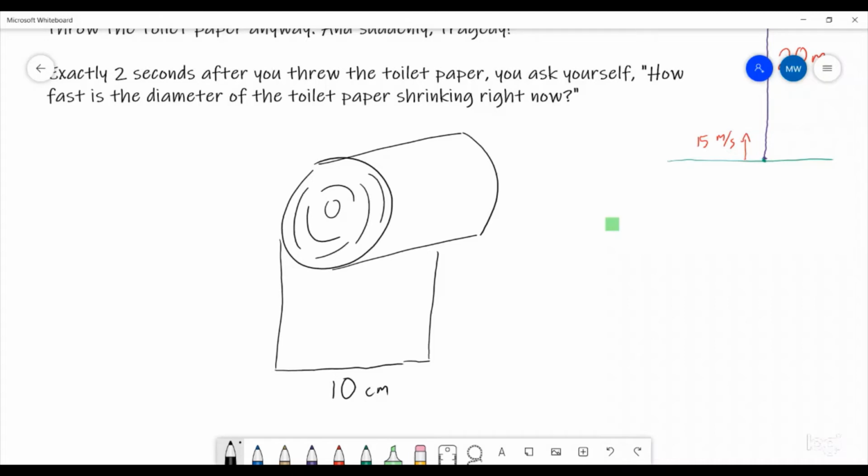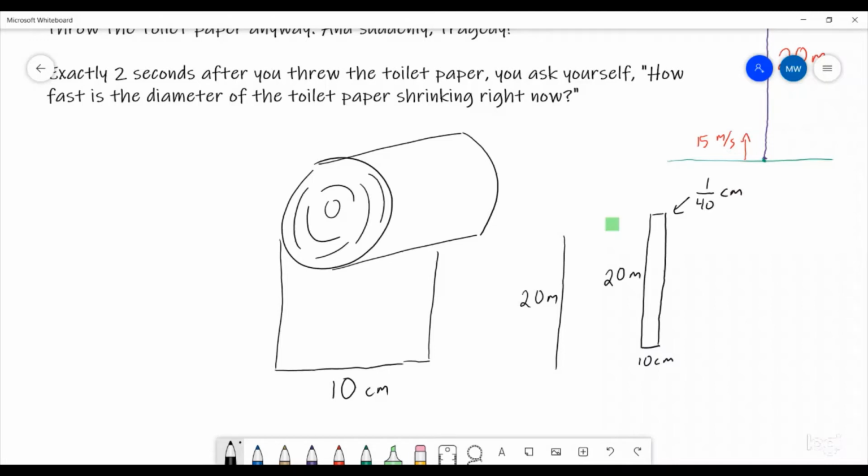And now what we're going to do is figure out how much of the toilet paper has come off. Well, we know that the total distance is 20 meters, so what's the volume of that toilet paper? Well, the volume is going to be the 20 meters by 10 centimeters, and then the thickness is going to be 1/40th of a centimeter thick.